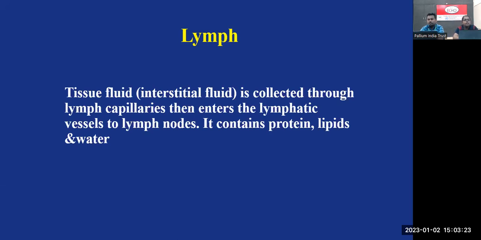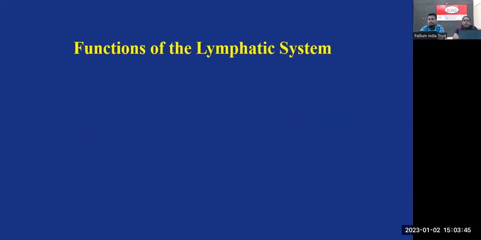Lymph is a tissue fluid or an interstitial fluid that is collected through the lymphatic capillaries, then enters into the lymphatic vessels, then to lymph nodes. It contains protein, lipids, and water. So, lymphatic fluid is a tissue fluid or an interstitial fluid. Okay. The next one is functions.